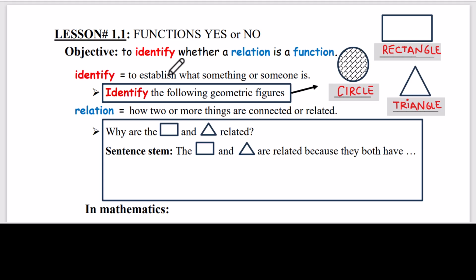Now let's talk about relation. What is a relation? A relation is how two or more things are connected or related. So let's take an example. Let's go back to these geometric figures. Why are the rectangle and the triangle related? Please use a sentence stem when you answer. You're going to say, the rectangle and the triangle are related because they both have... Now you think about it and write it down on the space.